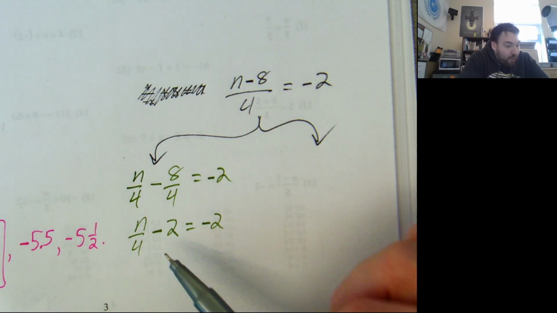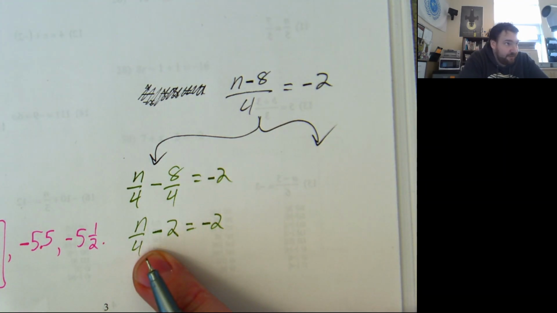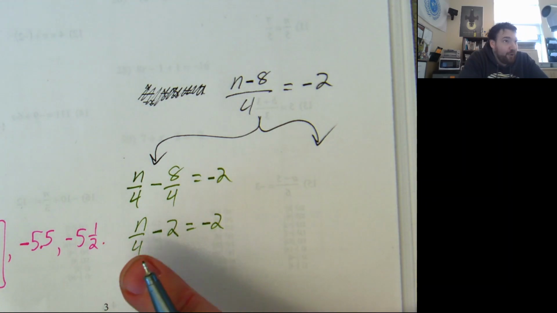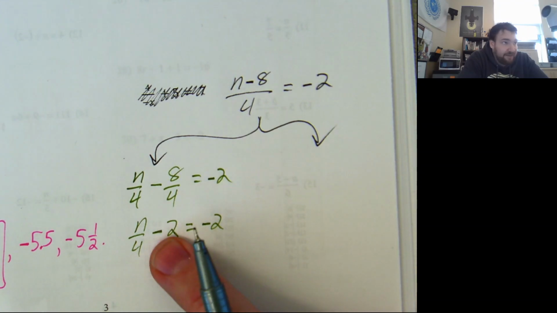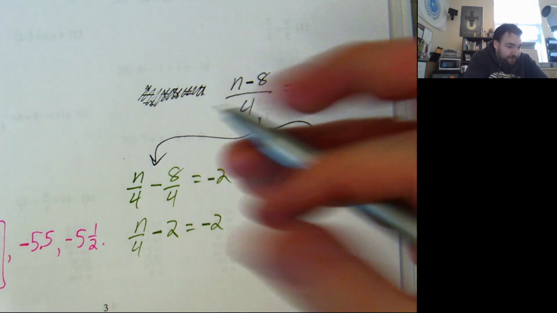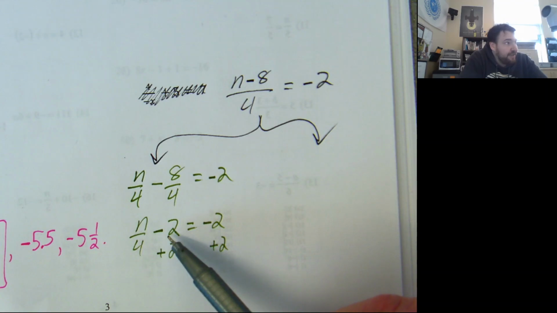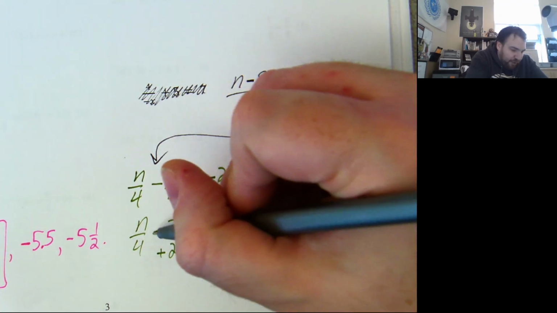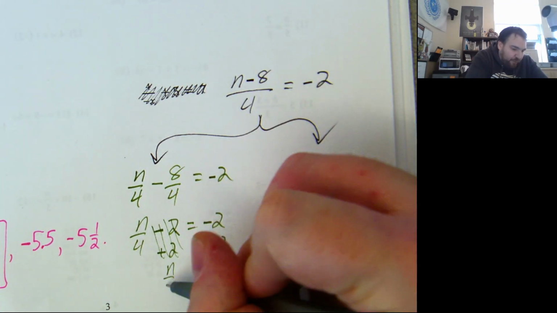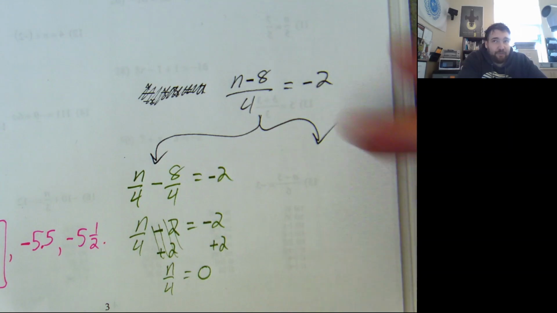Now I want to get n by itself. What am I going to get rid of first here on this left-hand side? We're going to get rid of any term that doesn't include a variable. So we're going to get rid of this negative 2. To get rid of this negative 2, what do we do? We add 2. Because we're subtracting by 2, the opposite operation is addition by 2. Negative 2 plus 2 is 0, leaving us just with n over 4. And negative 2 plus 2 is 0, leaving us with n over 4 equals 0.